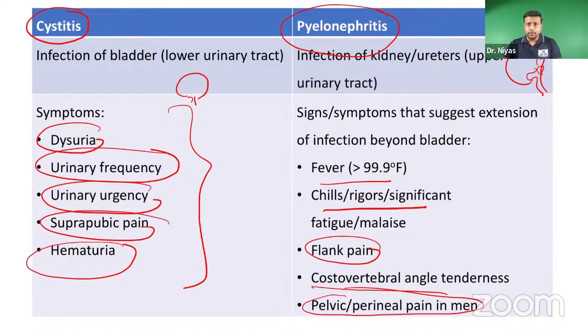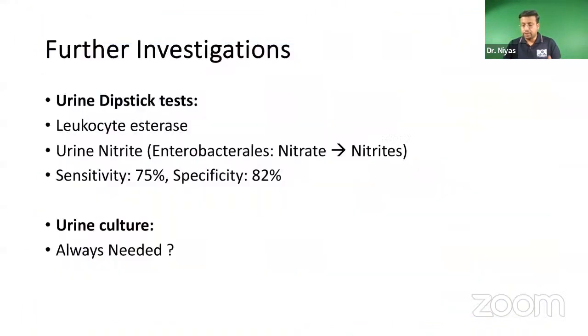So if there is fever, if there is flank pain or costovertebral angle tenderness, you have to take it as pyelonephritis. If it is only lower urinary tract symptoms, you take it as cystitis. So this particular lady only had symptoms of cystitis. Now the question is, what do you do next? For further investigation, should you do a urine dipstick test? This is something that is usually done. There are two dipstick tests that are usually done.